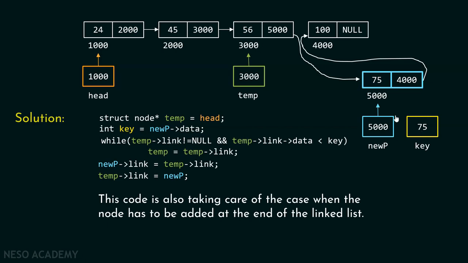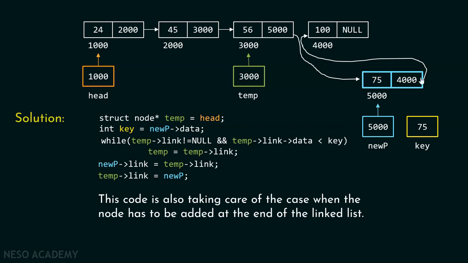We know that in that case, temp link data is actually less than the key value, right? So we'll continue. Temp pointer will move towards right, then it will point to this node. After this, we will check this condition. We know that temp link is actually equal to null. So we'll get outside of this while loop. This simply means that temp is pointing to the last node of this list.